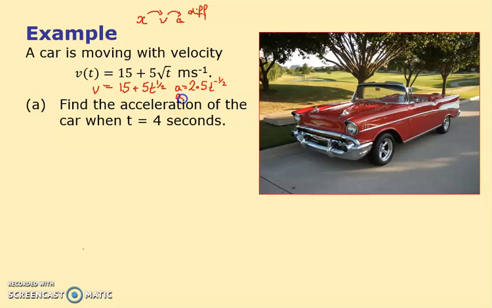It says do this when t is 4, so I can just sub it in. So it's 2.5 times 4 to the power of negative 0.5. Negative 0.5 is actually 1 over the square root of, so it should be quite nice. Yes, the answer is 5 over 4, or 1.25, I suppose, meters per second squared. So that was the first part of this question.